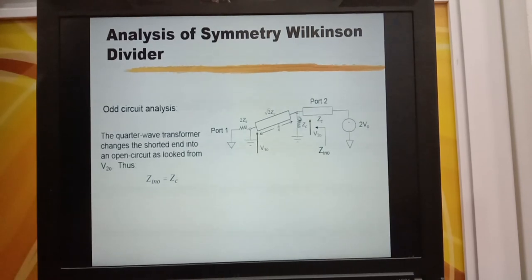That means at port 2 we have an input impedance of infinity ohm due to the quarter wave transformer, in parallel with this resistor ZC. Of course, that gives us a total impedance of ZC, which is again matched to the impedance of port 2, which is ZC. So we see that whether it is even mode excitation or odd mode excitation, we always get an impedance match.